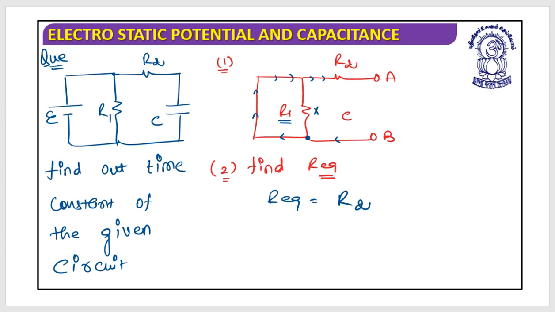What was your answer of R equivalent? Is it the same? Great job. Next, third point. It's tau equals R into C. So this is R2 multiplied by C, and that's it. You did it. Great job. What was your answer? Is it the same?